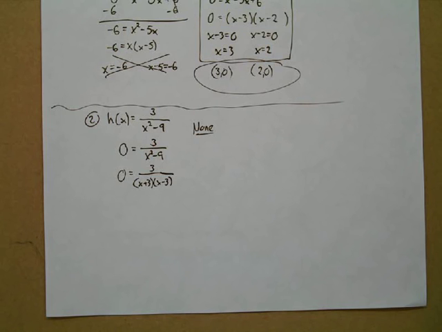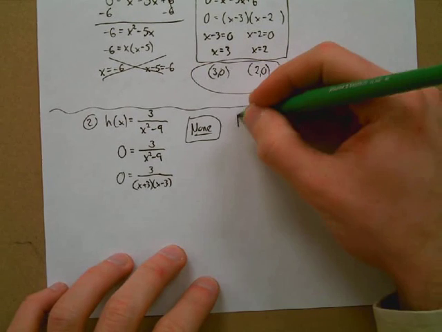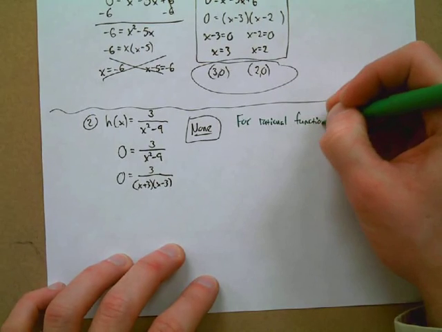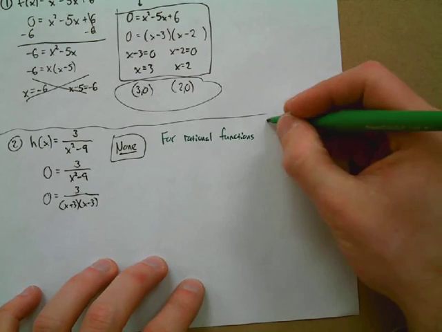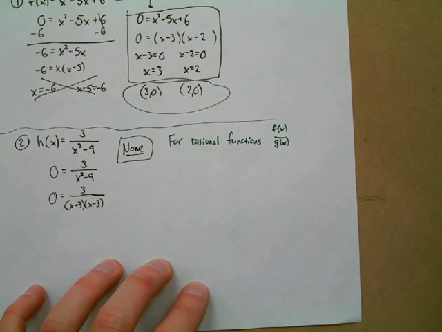Okay, which is good because in the future, if you see some sort of complicated rational function like this, you only need to worry about when the numerator equals 0. Okay, and so I'll put a little note of that here too. For rational functions, that is, like f of x over g of x, a function over a function looking thing, for rational functions, set the numerator equal to 0 to find zeros.